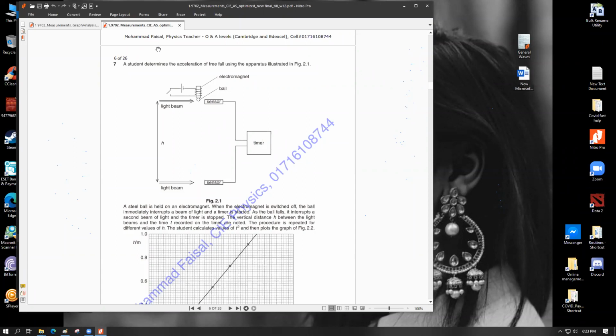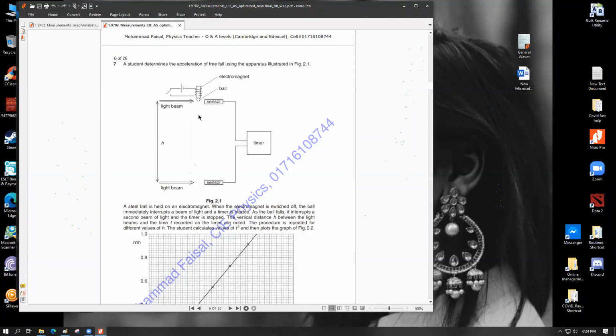Initially the circuit would be open. We have light beams over here. There are sensors called light gates. The idea of the light gates is that this ball is going to start falling through. The moment this light path is interrupted and this sensor does not receive that light, it would start a timer over here. Whenever this light is obstructed, this timer will be started.